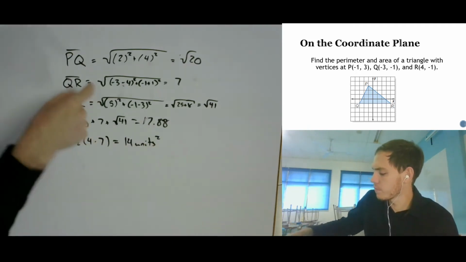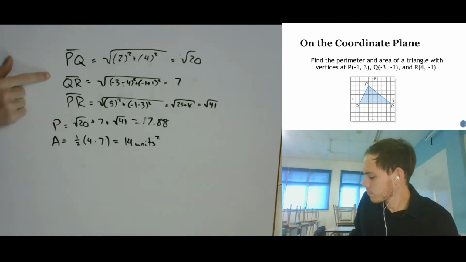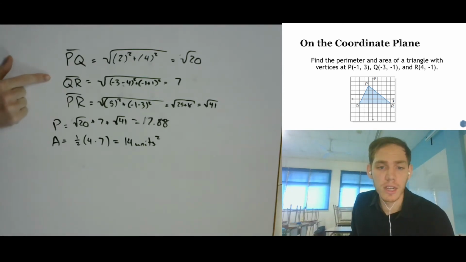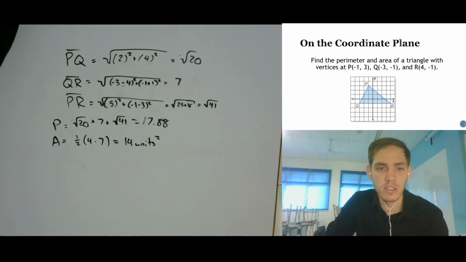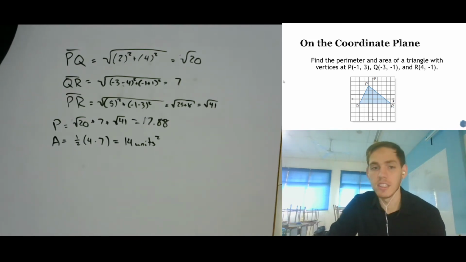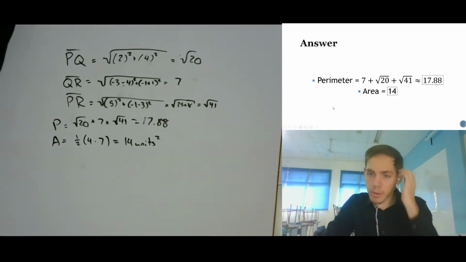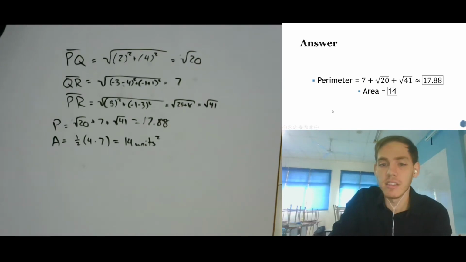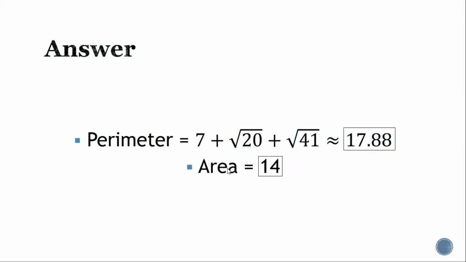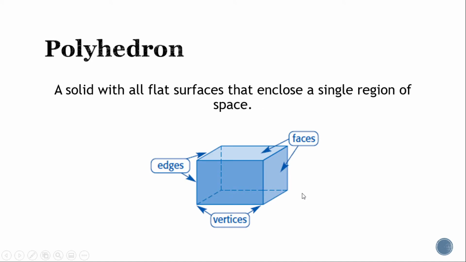For area, you take the length of QR and you multiply it times the length from P down to QR, which is 4. And then you divide it by 2, and you get our area and our perimeter. So 17.88 and 14. Okay, we're going to keep moving forward.